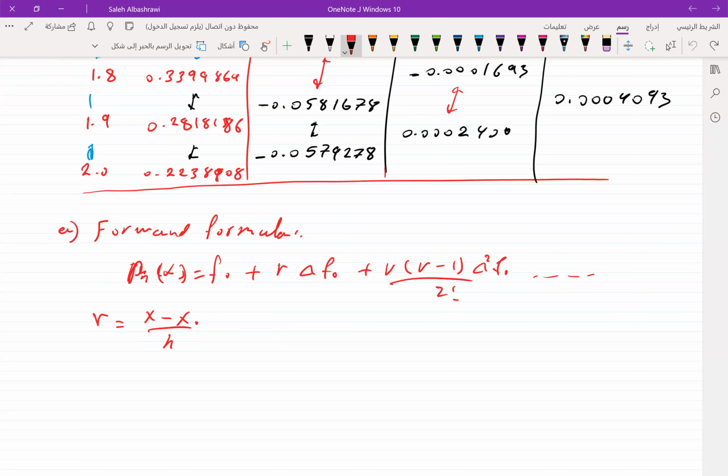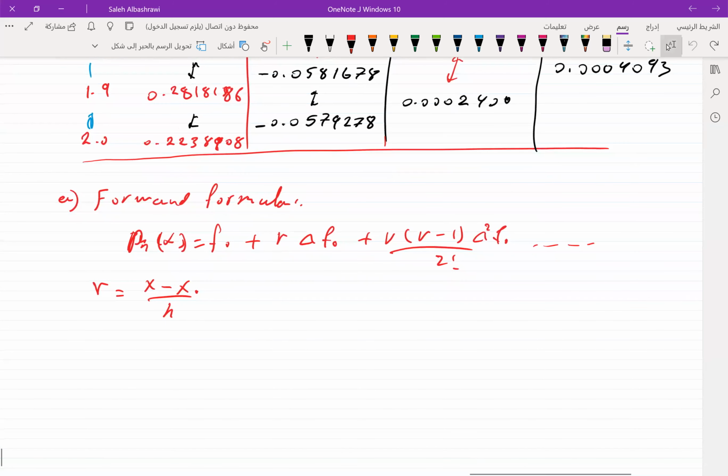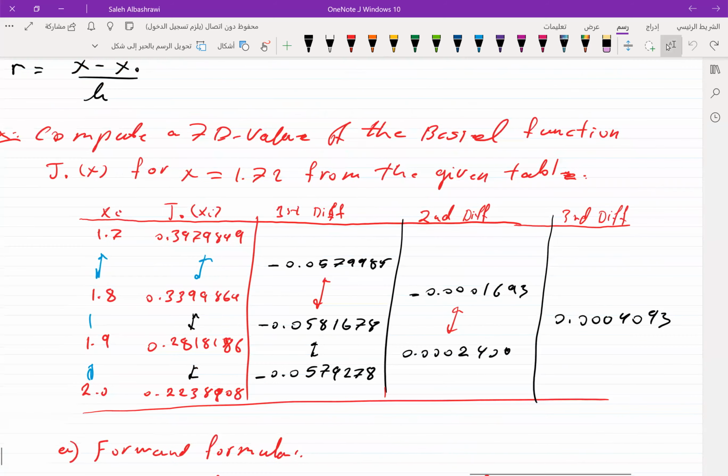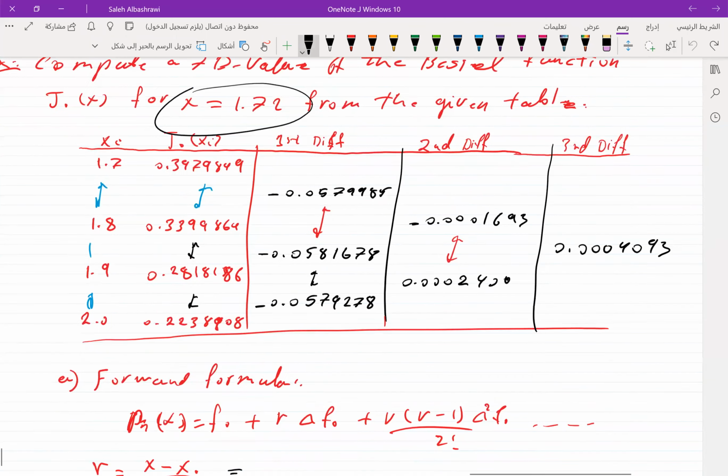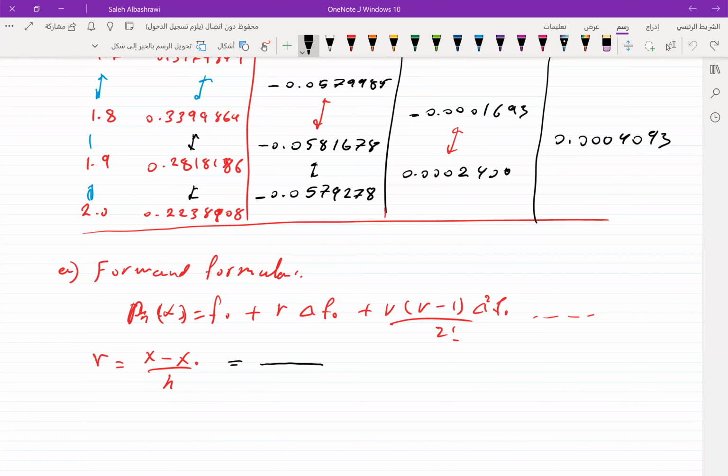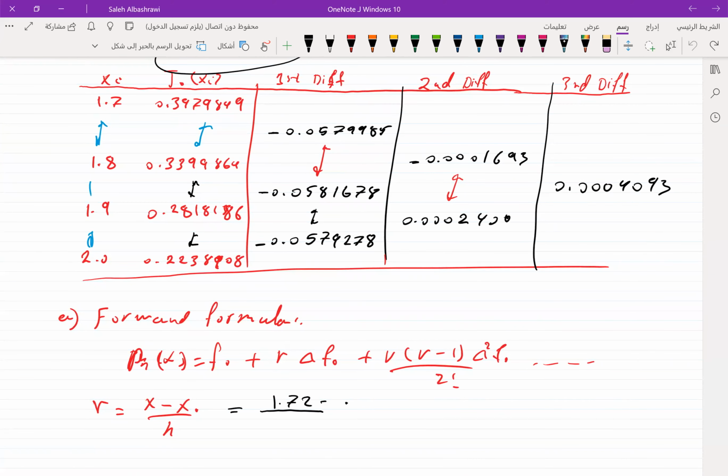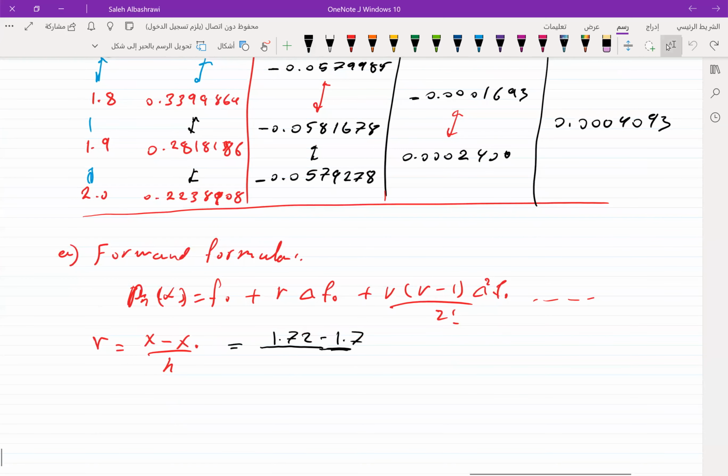And in this example, r is equal to, because x is the given value, 1.72 minus 1.7, which is 0.02. This is x sub 0, 1.7, divided by h. h is 0.1.